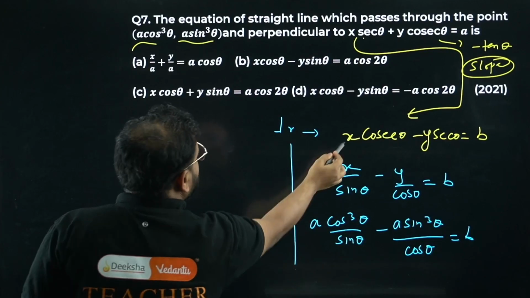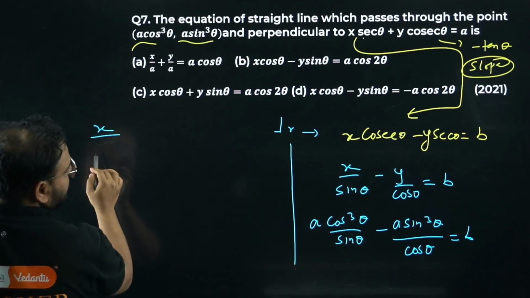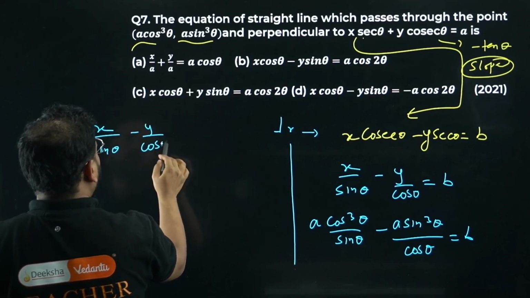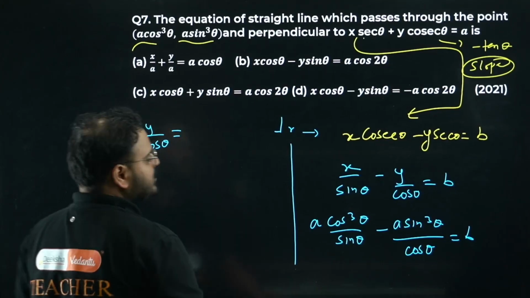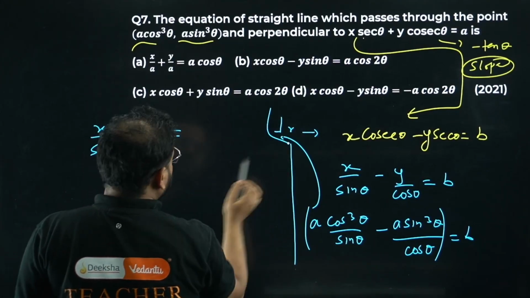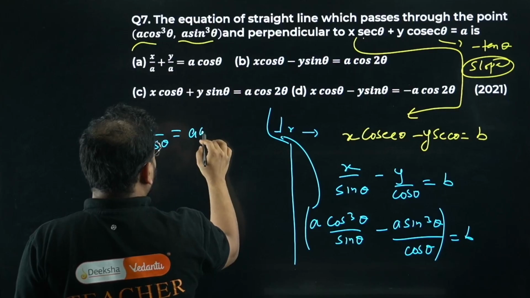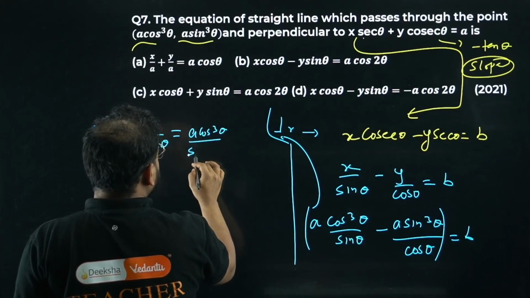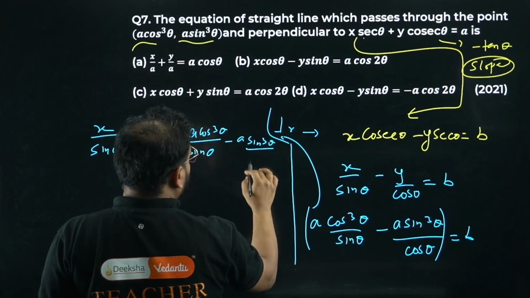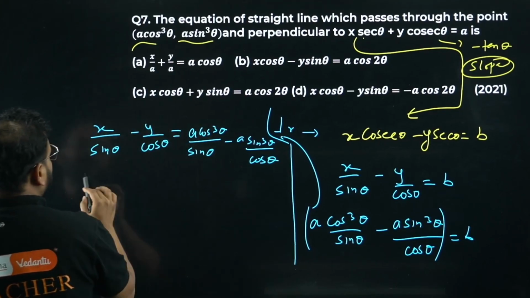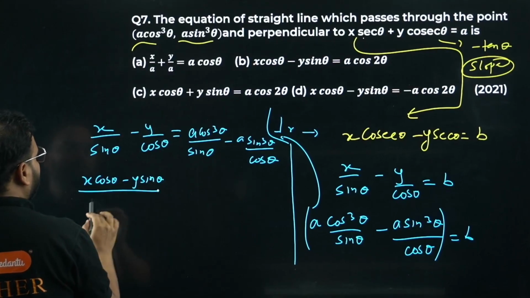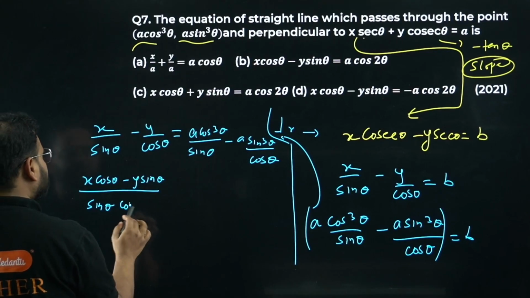What's the equation over here? This is the equation, right? So we write here x by sine theta minus y by cos theta equals to b value. What is the value of b, sir? From here, this is the b value. Write it over here, this whole thing. So I can write this as a cos cube theta upon sine theta minus a sine cube theta upon cos theta. Take LCM now. What you'll have is x cos theta minus y sine theta upon sine theta cos theta.